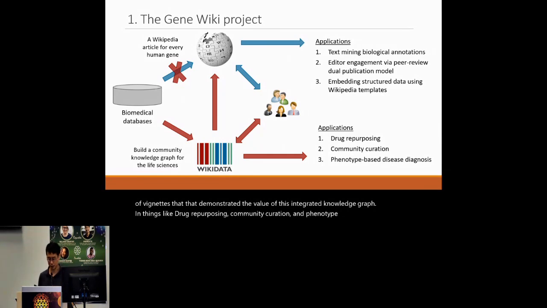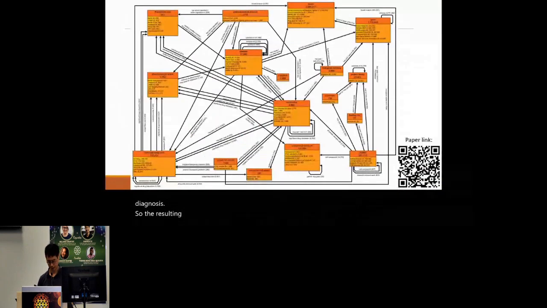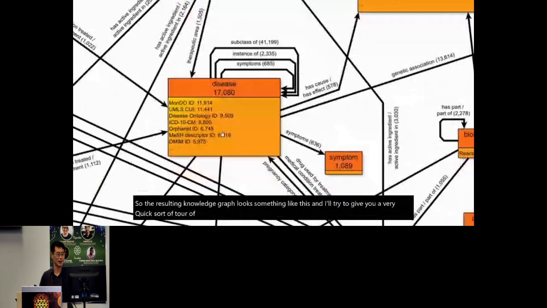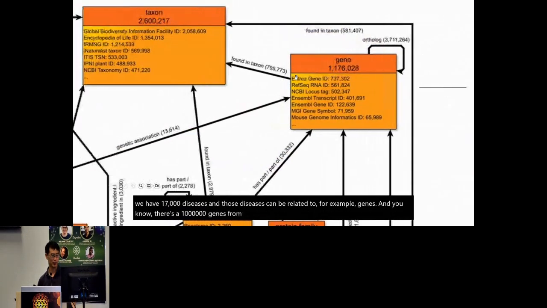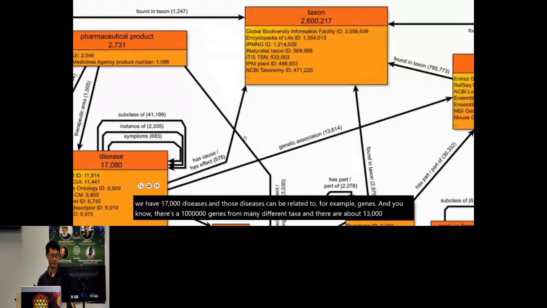So the resulting knowledge graph looks something like this, and I'll try to give you a very quick tour of it. Essentially, this is like a class diagram, I guess. So we have 17,000 diseases, and those diseases can be related to, for example, genes. And there's 1 million genes from many different taxa, and there are about 13,000 associations that join diseases to genes. Diseases can also be linked to chemical compounds, and chemical compounds have relationships to those based on their ability to be used to treat, and so on and so forth, right? The other types of entities here: we have sequence variants, anatomical structures, proteins, binding sites, so on and so forth.